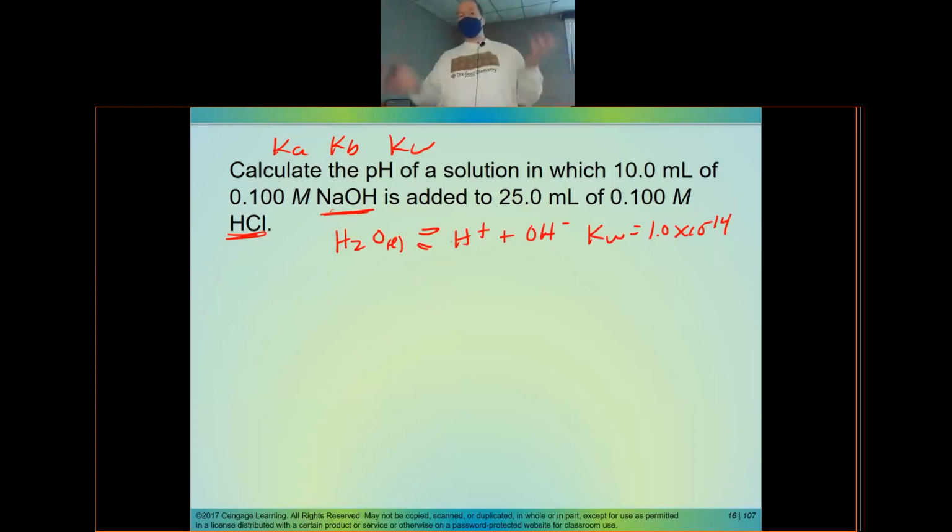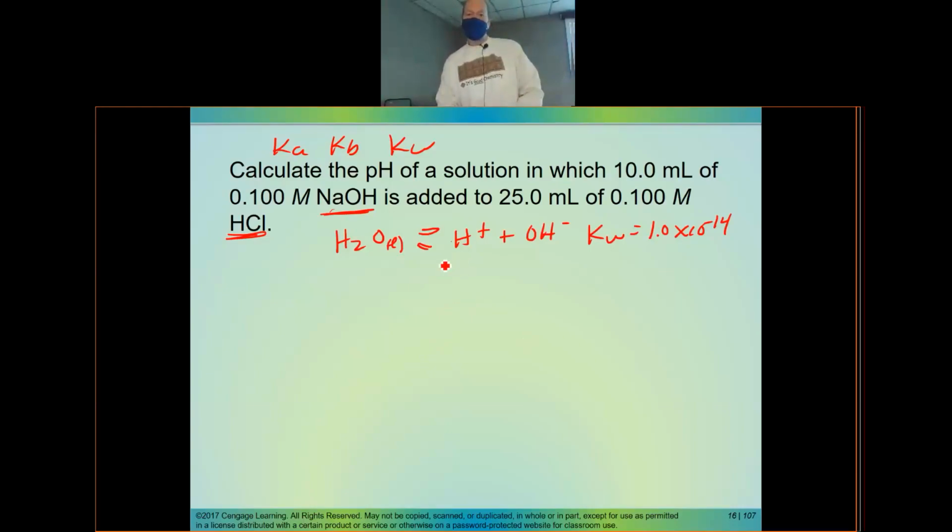The equivalence point would be 25 mils and 25 mils, but we are only adding 10 mils of 0.1 molar NaOH to 25 mils of 0.1 molar HCl. So we know that we're not at the equivalence point, so the pH is not 7. And we also know that we have more acid still in there than we had base added. So it's going to be a pH less than 7.